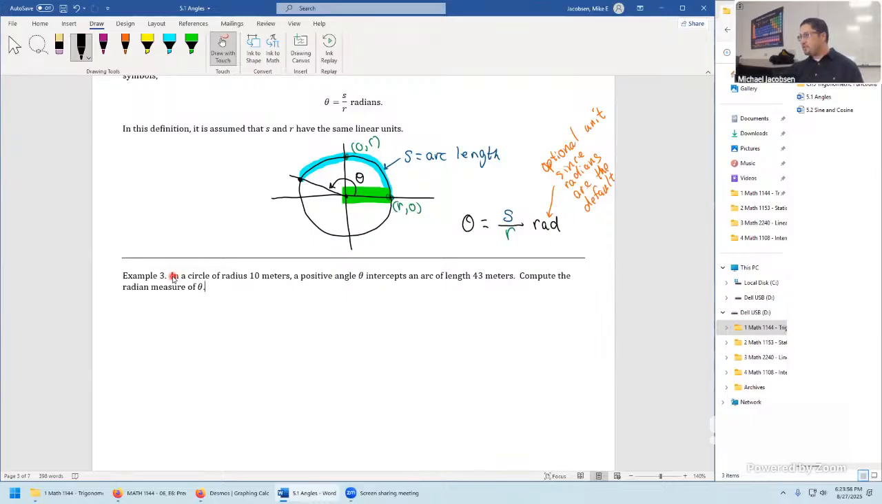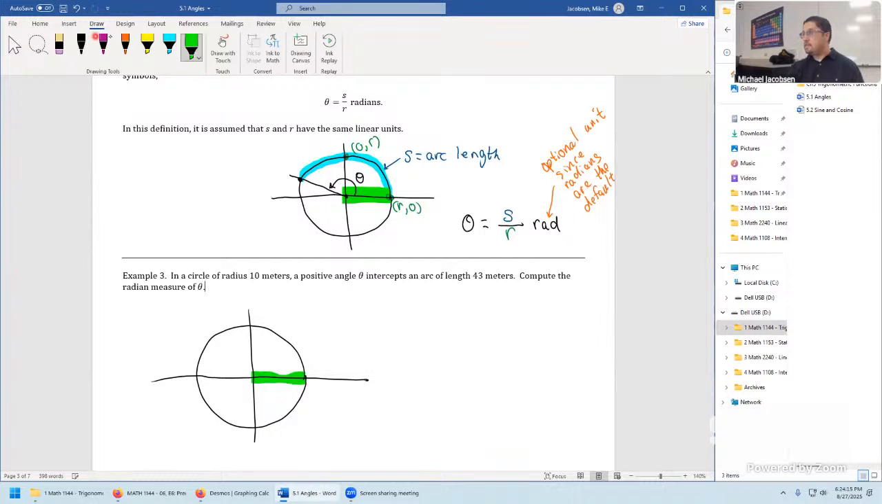So we're told we have a circle of radius 10 meters. The XY axis is pretty optional here, but just for the sake of having it, it'll be useful later, so I'll also include it on this one. So here's our circle. The radius is 10 meters. That's this distance going this way. We have a positive angle theta that intercepts a length of 43 meters.